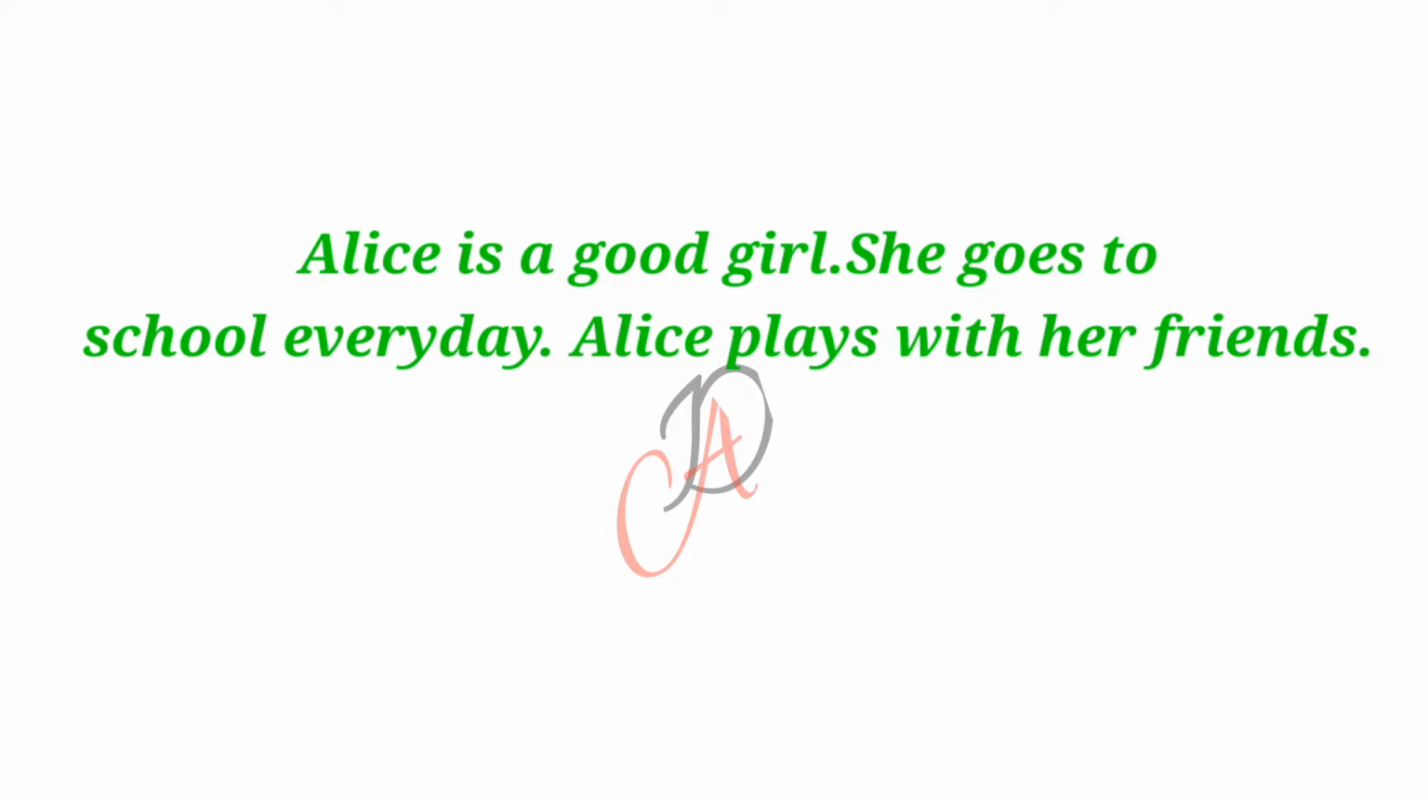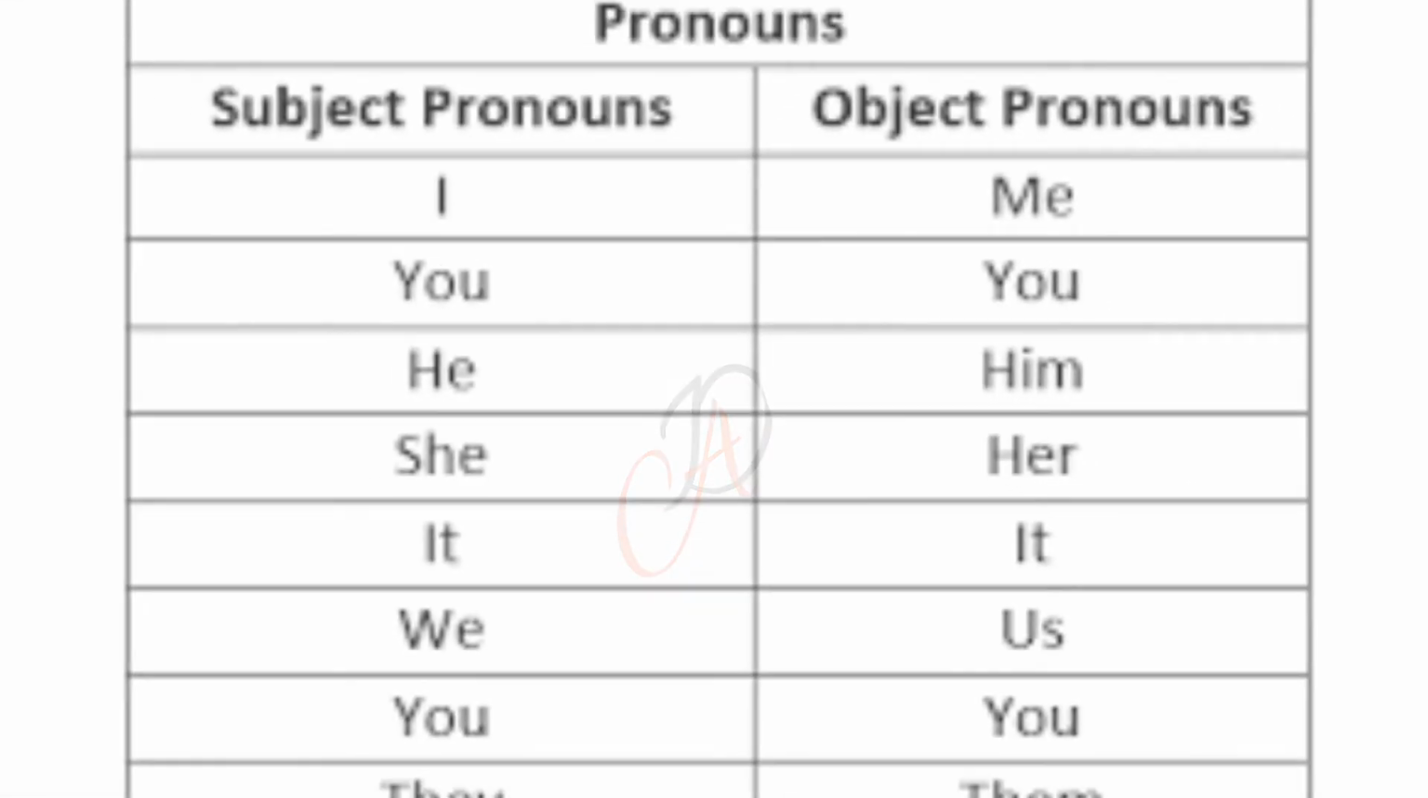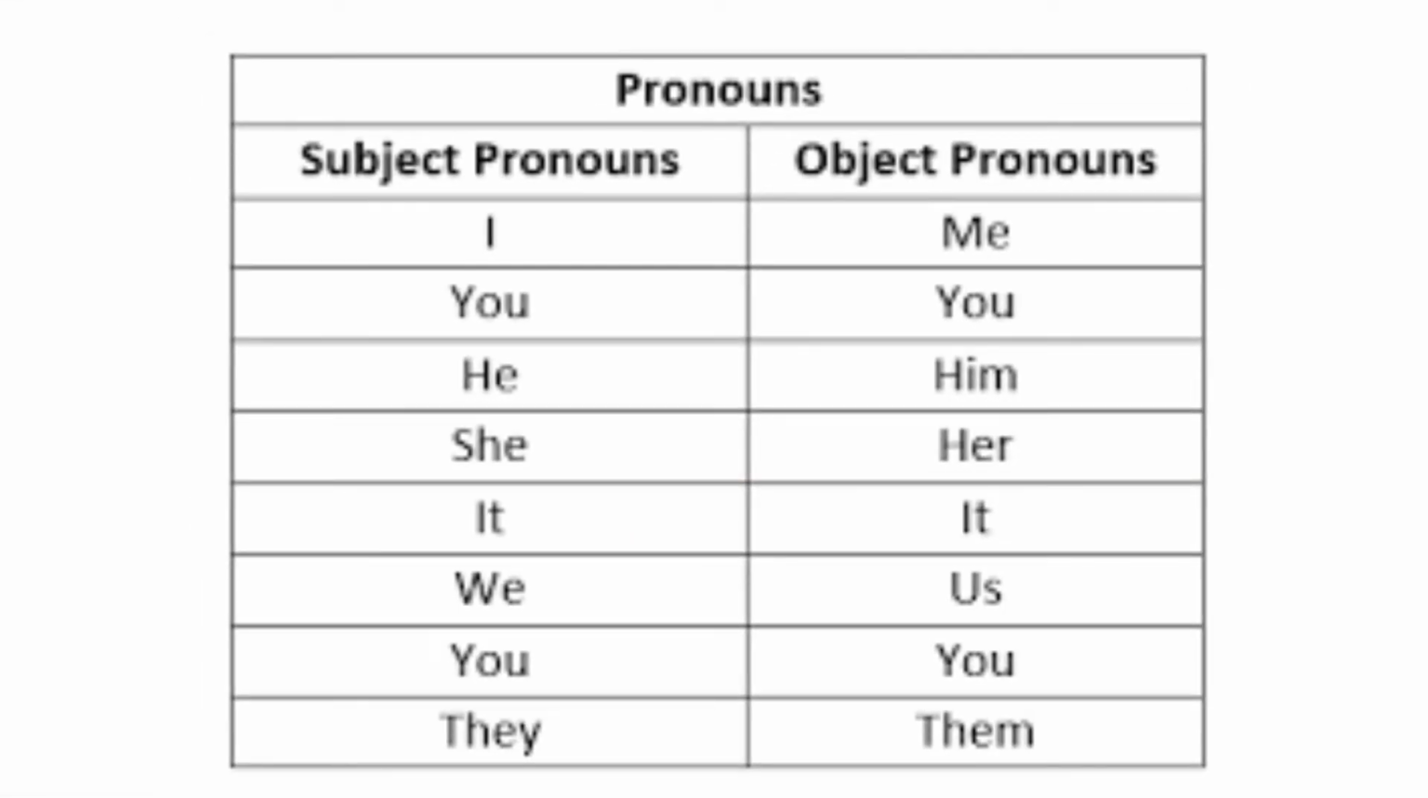Here the noun Alice is replaced with she, whereas in Alice plays with Alice's friends, the noun is replaced with her. This is because in the first part of the sentence Alice is the subject of the sentence, hence we use the subject pronoun, that is she. And in the later part of the sentence Alice plays the part of the object of the sentence and hence we are using the object pronoun, that is her.